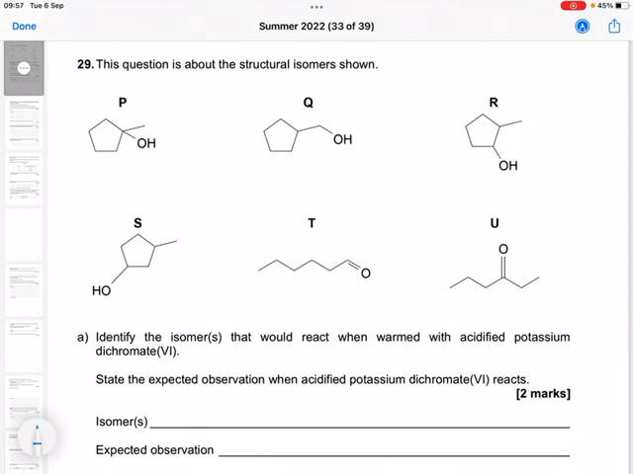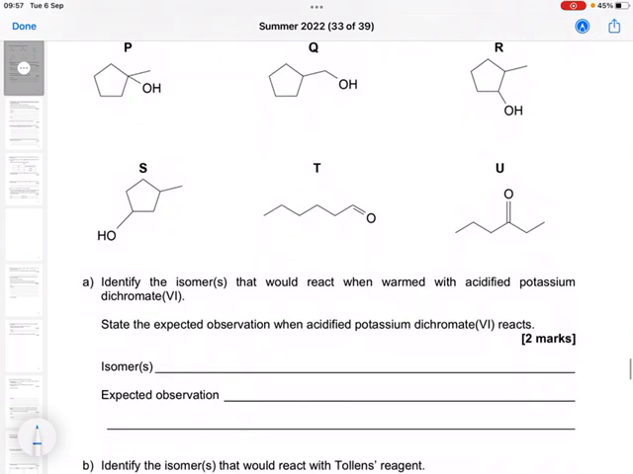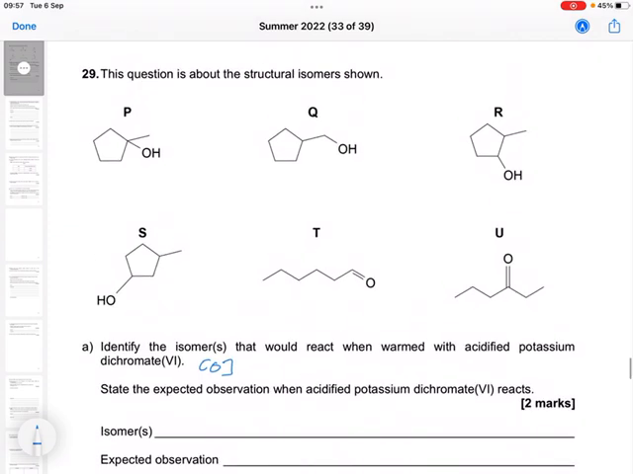Okay, this question is about structural isomers shown P, Q, R, S, T, and U. Part A, identify the isomers that would react when warmed with acidified potassium dichromate. So that's an oxidizing mixture. State the expected observation when potassium dichromate reacts with these isomers.